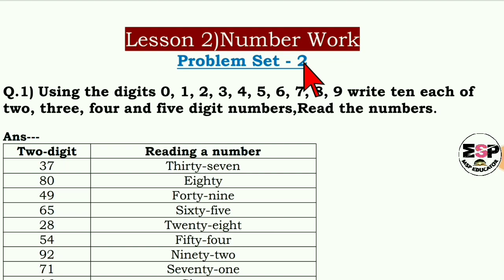So children, let's start today's topic, that is number work problem set 2. Okay? So as you have already learned to read and write numbers in the decimal system using the 10 digits from 0 to 9, right?